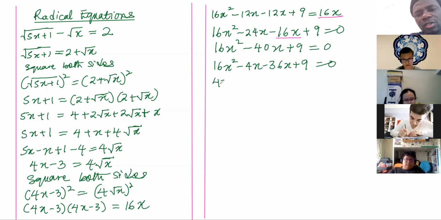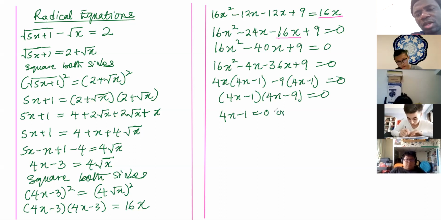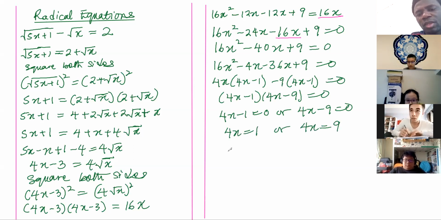So 4x is common, 4x minus 1. Minus 9 is common, 4x minus 1. So 4x minus 1 is common now. Then I have 4x minus 9. So either 4x minus 1 is equal to 0 or 4x minus 9 is equal to 0. So here 4x is 1. Here 4x is equal to 9. Here x is equal to 1 over 4. Here x is equal to 9 over 4. That's it.